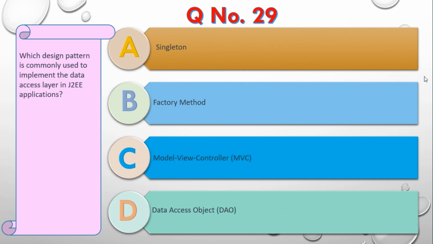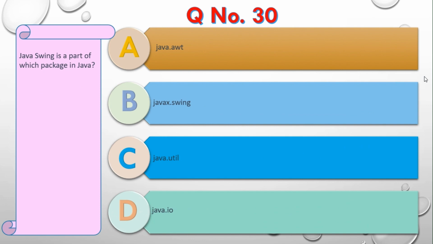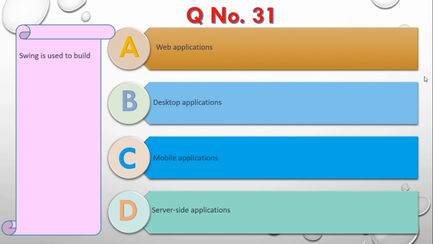Which design pattern is commonly used to implement the data access layer in J2EE application? Data Access Object, DAO. Java Swing is a part of which package in Java? javax.swing. Swing is used to build desktop application.